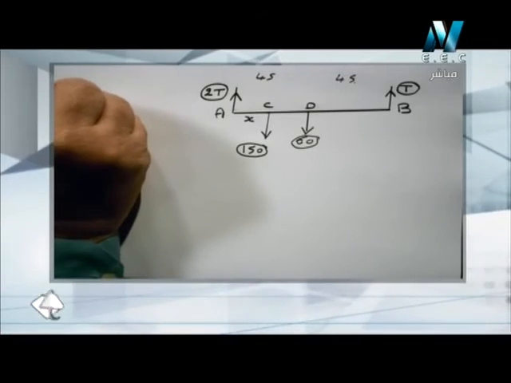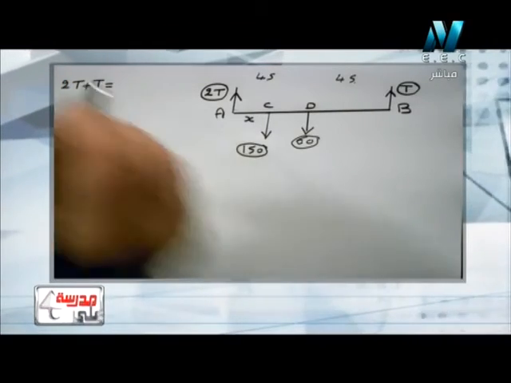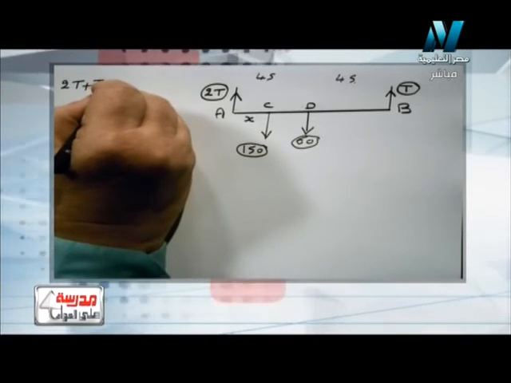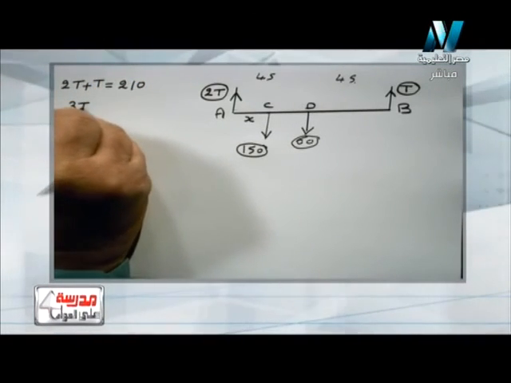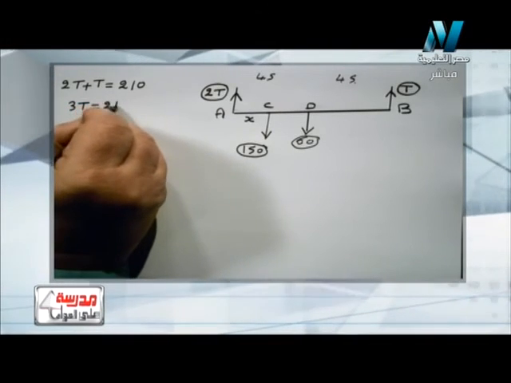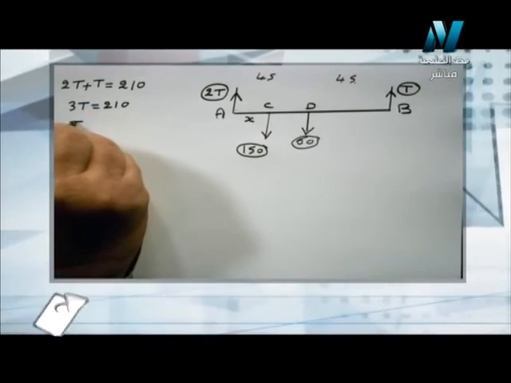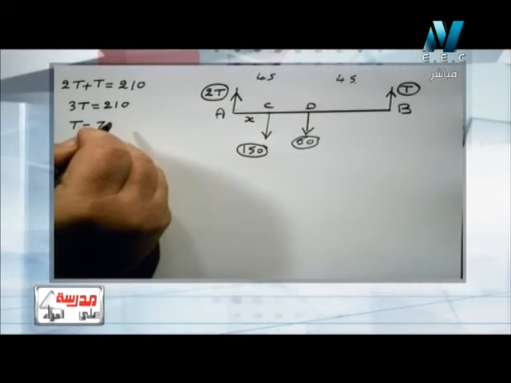اعتقد بقى المسألة بقت سهلة، ولا ايه رأيكم؟ مش كده؟ يلا نشتغل. عندنا number 1 2T plus T equal 60 and 150 plus 60 يبقى 210. يبقى 3T equal 210 divided 3 يبقى T equal 70 كيلو جرام ويت.